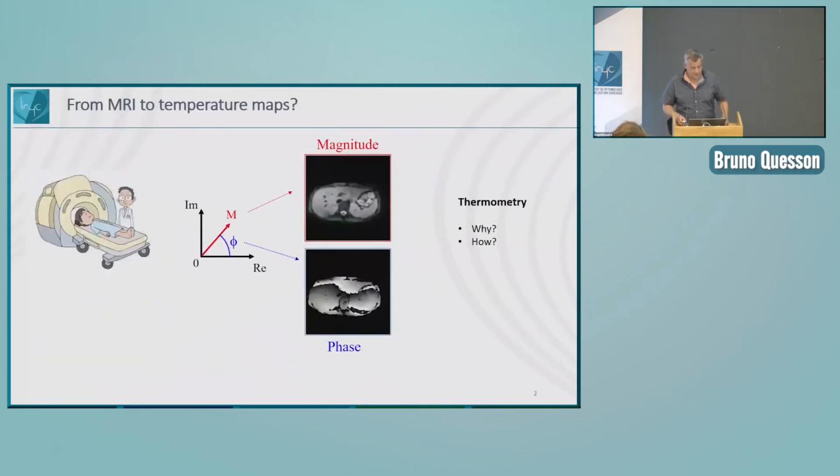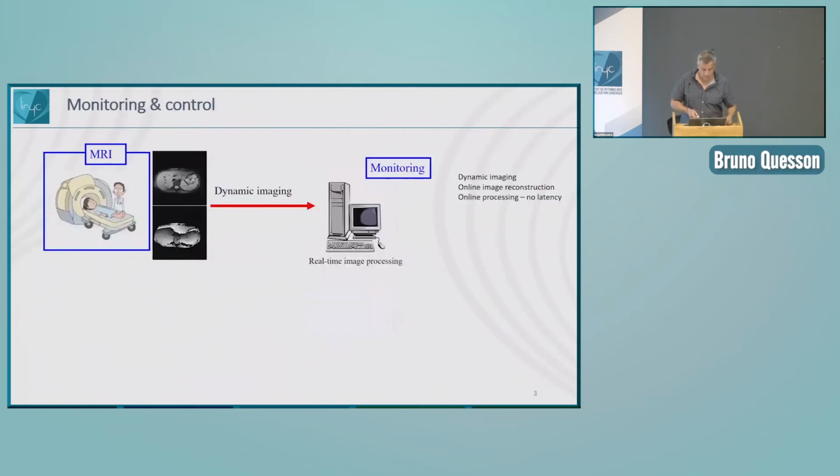So let's start. How can we map the temperature with MRI? Well, starting from magnitude and phase images, and then how can we convert this into temperature images? How and why? So let's start introducing this.